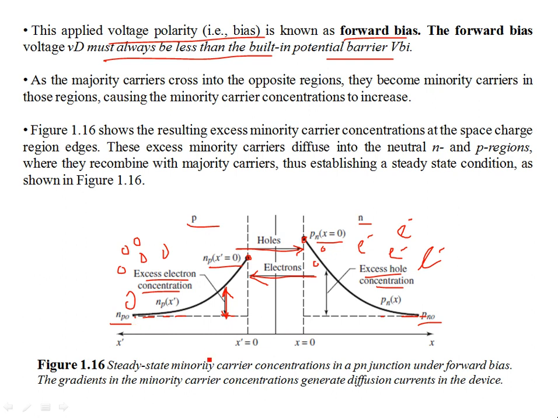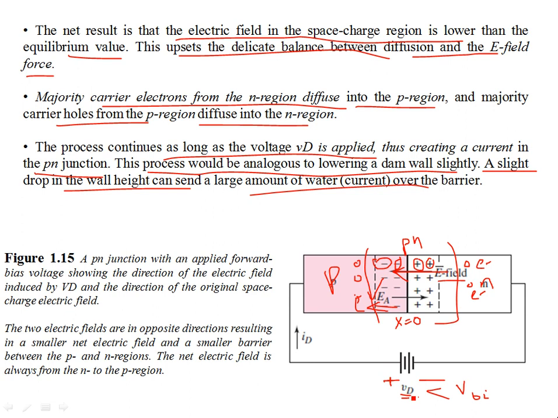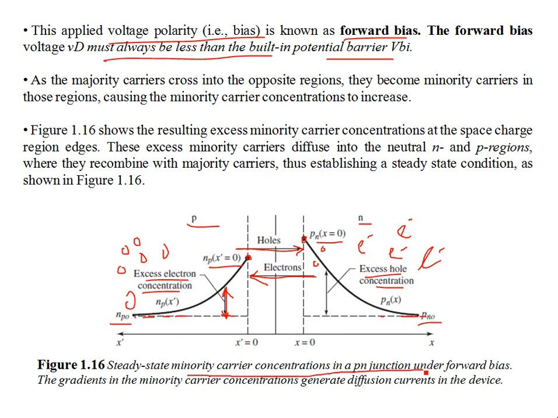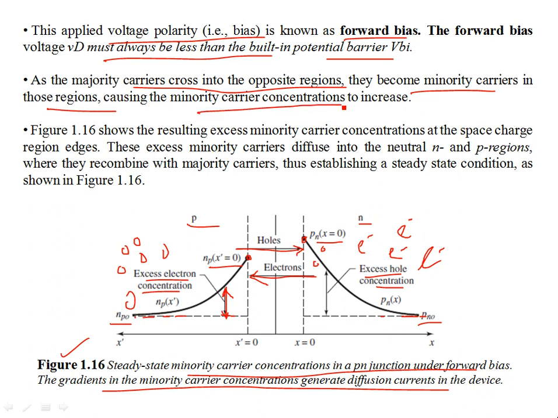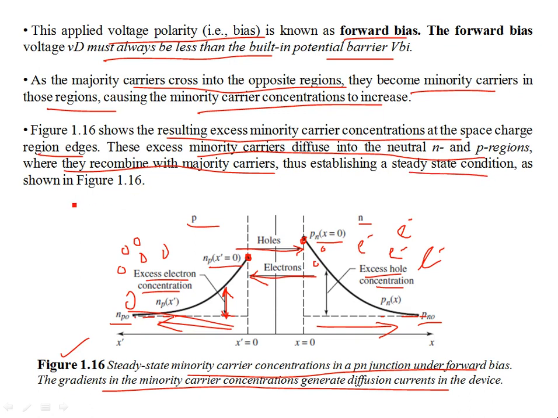So this is the process which is going to happen when you forward bias the junction by application of an external bias, VD. The steady state minority carrier concentrations in a PN junction under forward bias are shown in figure 1.16, and the gradients in the minority carrier concentration generate diffusion currents in the device. As the majority carriers cross into the opposite region, they become minority carriers in those regions, causing minority carrier concentrations to increase. So at the interface the concentration has increased, but after the interface along the x-axis on either side, the concentration of the minority carriers is decreasing. Figure 1.16 shows the excess minority carrier concentration at the space charge region edges, and these excess minority carriers diffuse into the neutral P and N regions where they recombine with the majority carriers, thus establishing a steady state condition as shown in figure 1.16.